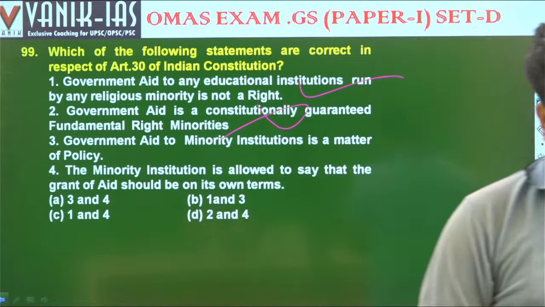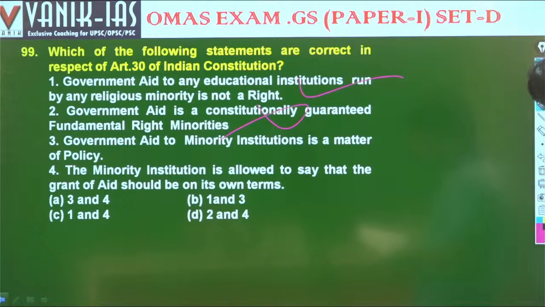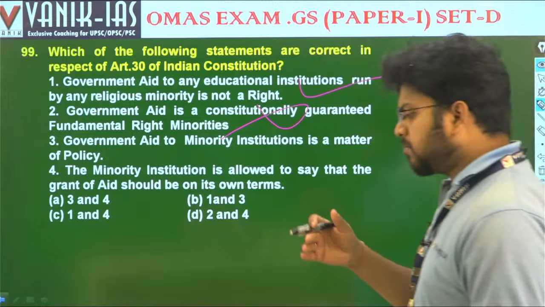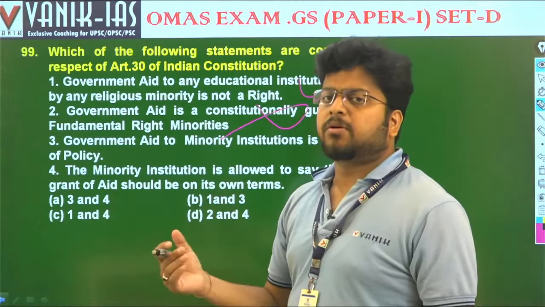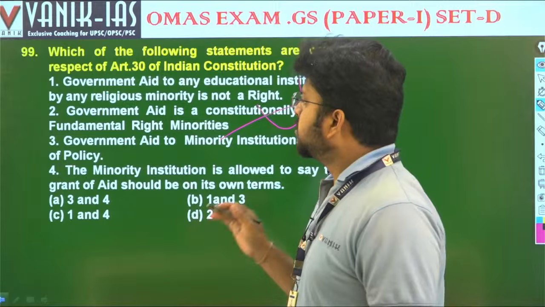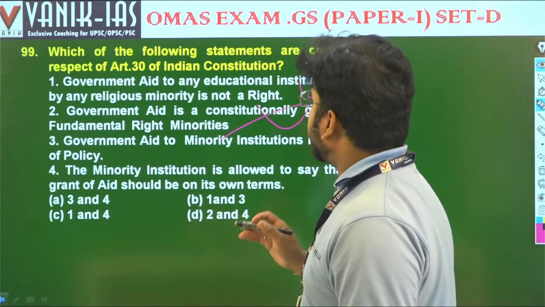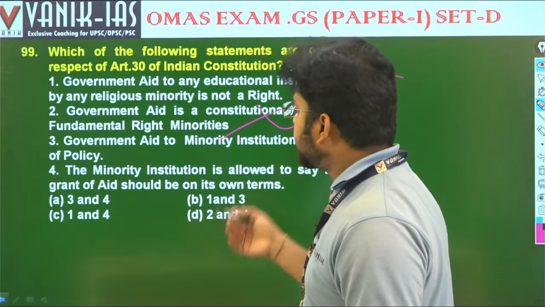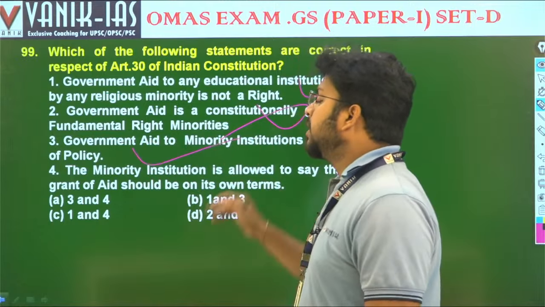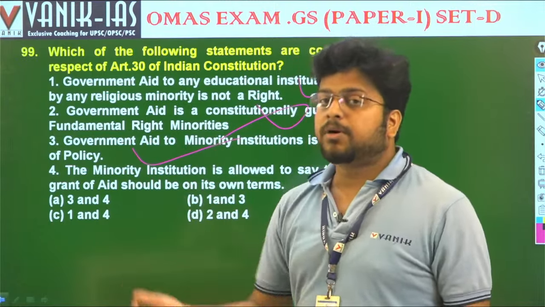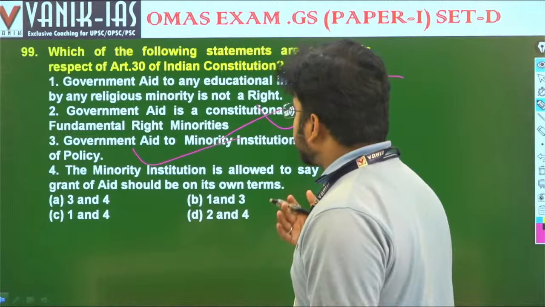Right, government aid can never be a fundamental right. Okay. Aid means you are demanding, I will get aid, I will get money from the government, it is my right. This is not your right. Government aid to minority institution is a matter of policy. Yes, it is an arbitrary decision. It's a matter of policy. How much money government will give to minority institutions? That is a matter of policy.